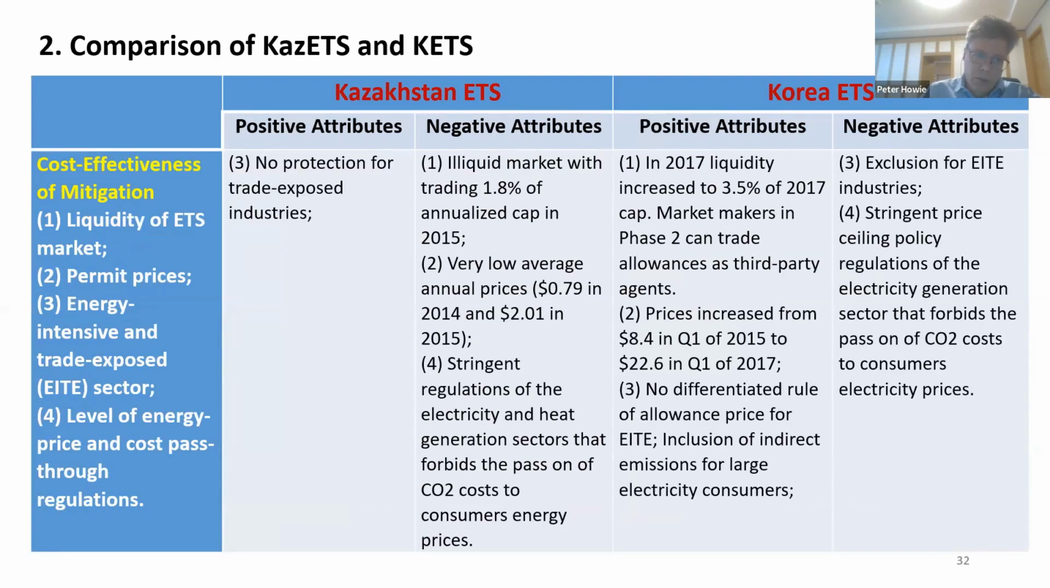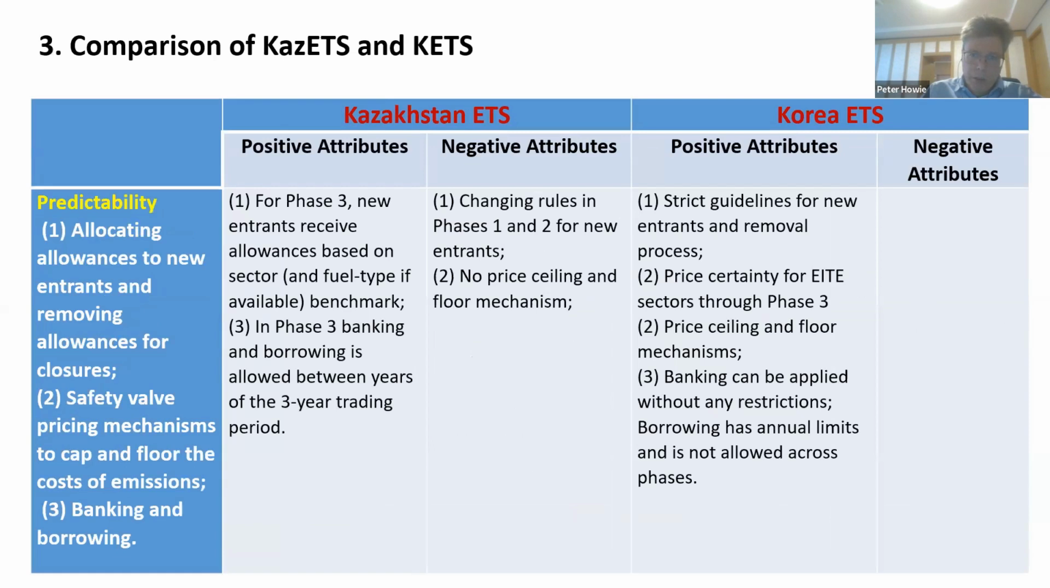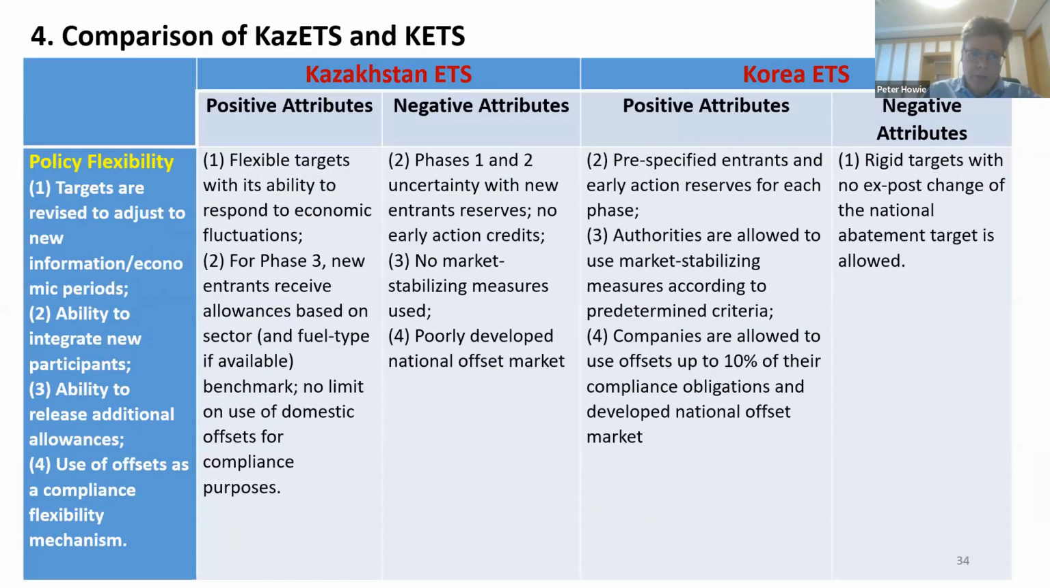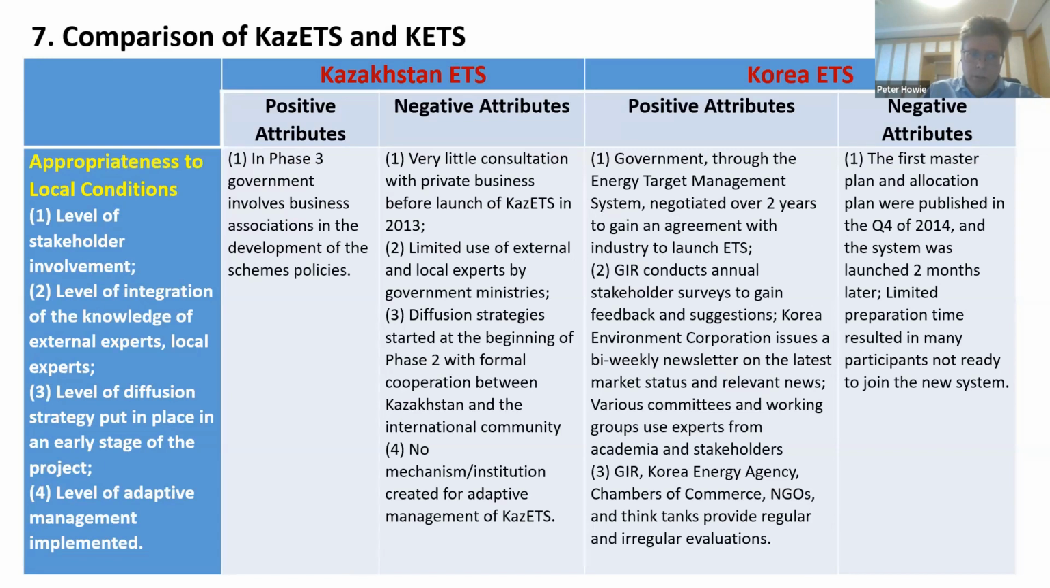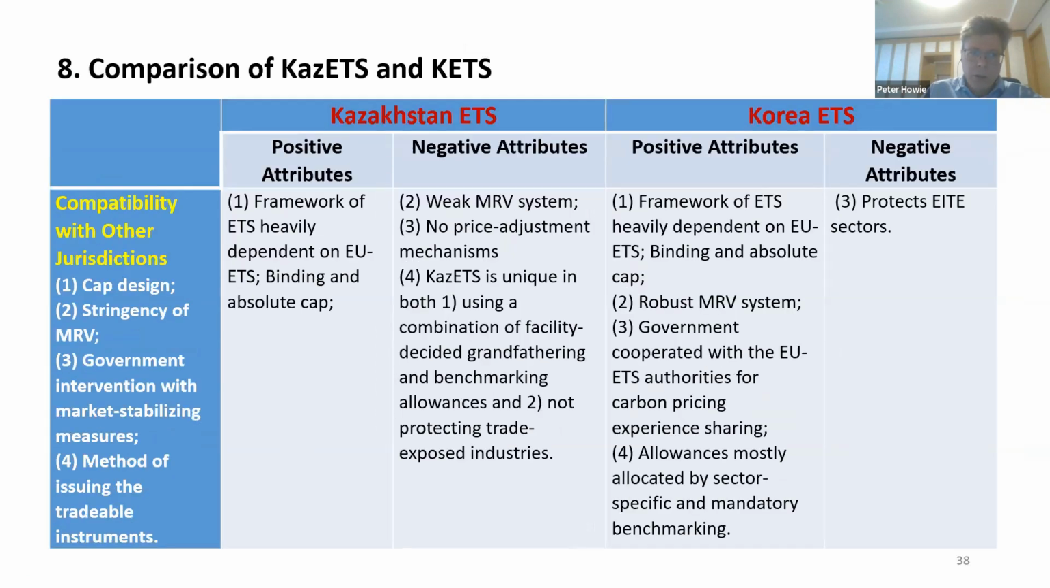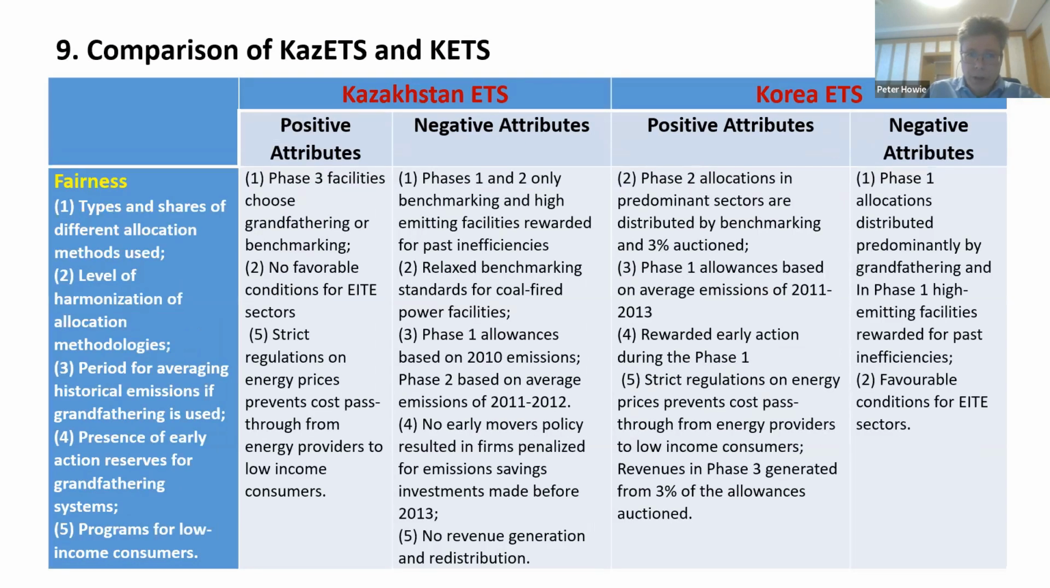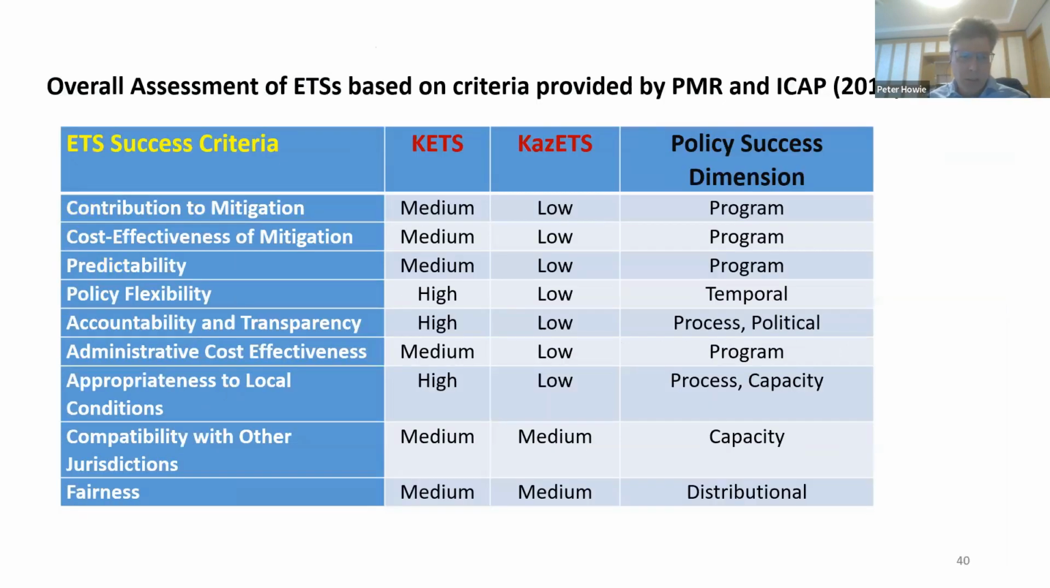We did it for cost effectiveness. We did it for predictability, policy flexibility, accountability and transparency, administrative cost effectiveness, appropriateness to local conditions, compatibility with other jurisdictions, fairness. And so we did all this, and we came up with our overall assessment and said, okay, how well has each of these ETSs done with respect to ETS success criteria and the policy success dimension.